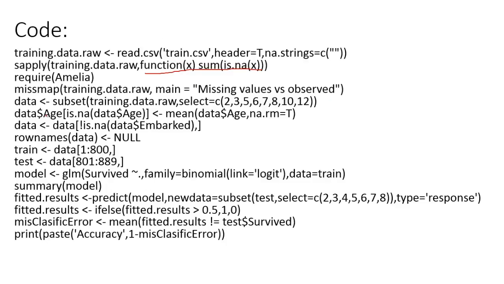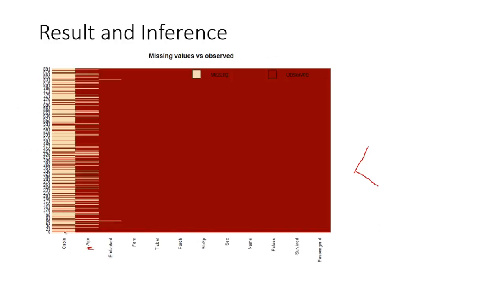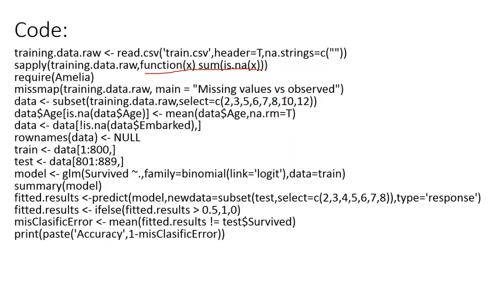So in this, I have taken a subset of training data, and I have selected the 2, 3, 5, 6, 7, 8, 10 and 12 columns. As I said earlier, I will omit cabin, so I omitted it, and I have trained on the data set with columns 2, 3, 5, 6, 7 and so on. Then, what I told earlier, I am replacing the age elements which had NA values with the mean value of all the values actually present there. I have also removed the embarked elements.